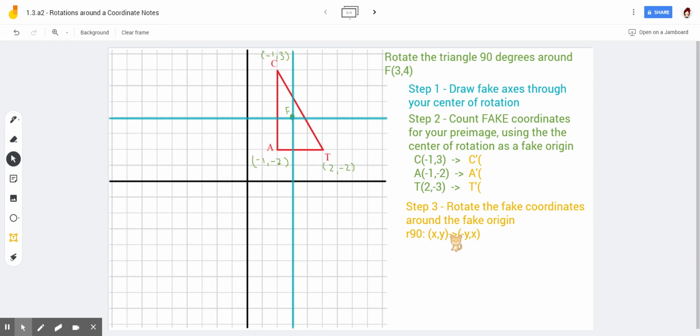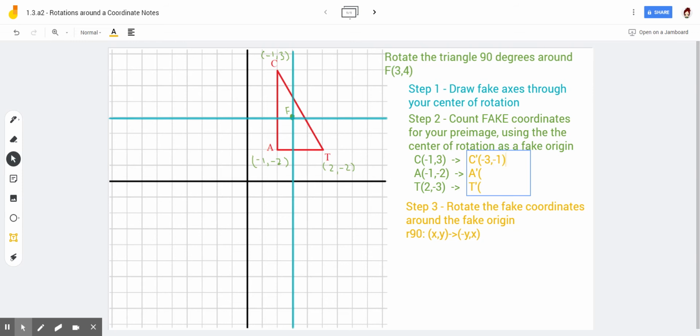So now we can use the origin rule. The origin rule for a 90-degree rotation is (x, y) maps onto (-y, x). So you just take your fake coordinates and you run them through that rule. Or like I said, if you're comfortable drawing, then you can just draw it out. So you switch their places and you switch the first sign. So +3 is going to become -3, and then -1 stays -1.